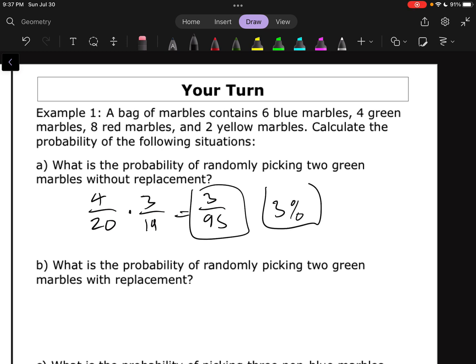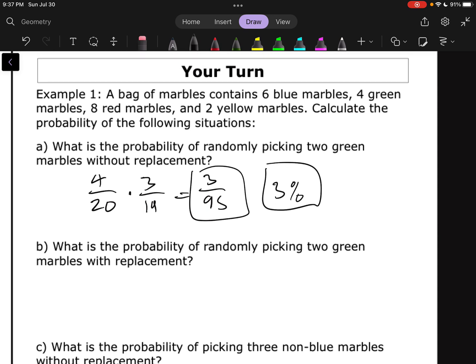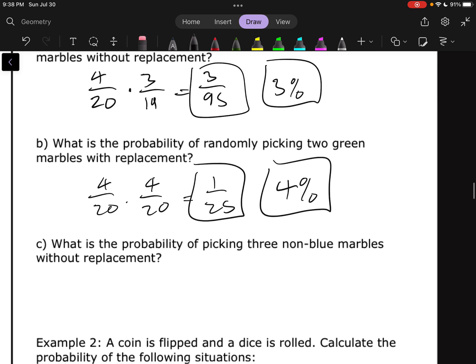So either of these are cool. Picking 2 green marbles with replacement, well, that'd be 4 out of 20 times 4 out of 20, right? If I am replacing it, those numbers don't have to change in that case. This would be, as a simplified fraction, 1 out of 25, and that is 4%. So better odds of happening if we replace it.